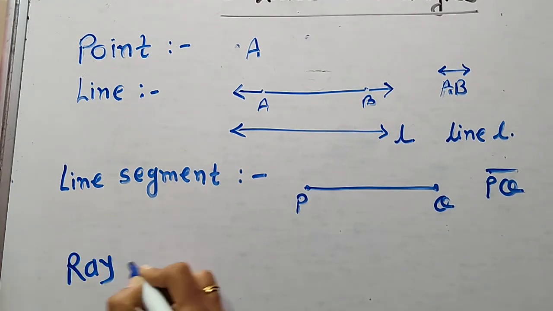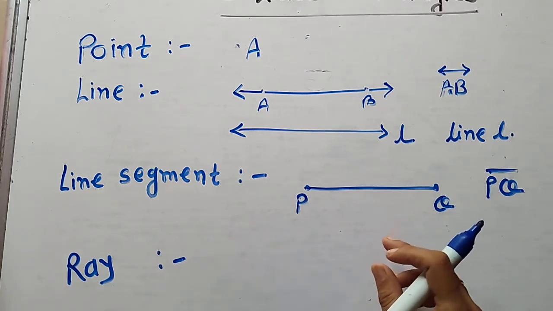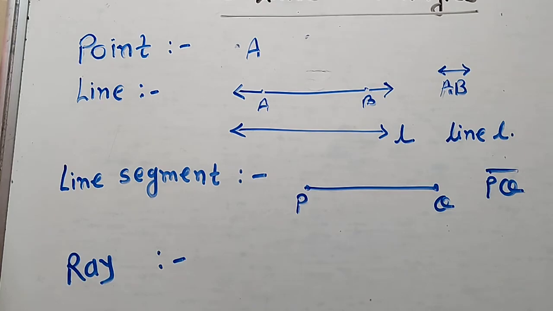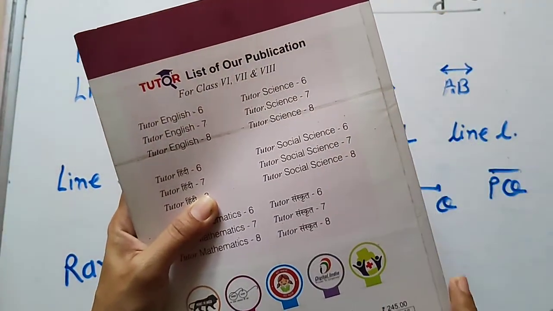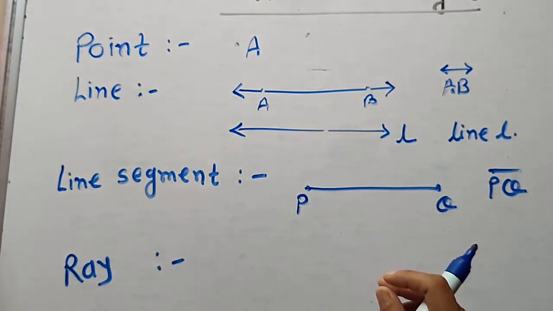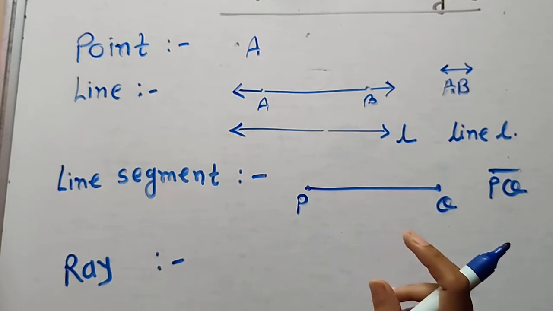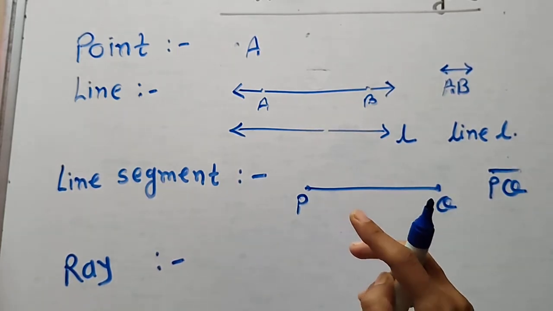Then next is ray. Line segment examples first: suppose this is your book. The edges of a book, or a scale, or all the edges of your whiteboard, are examples of line segments.